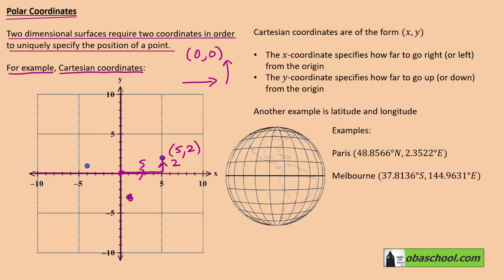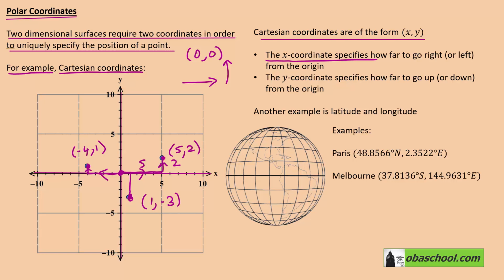This point here is at position 1, negative 3, because we go 1 to the right and 3 down. And this point over here is at negative 4, 1, because from the origin we go 4 to the left and 1 up. All Cartesian coordinates are of the form x, y. So the x number goes first and then the y number.